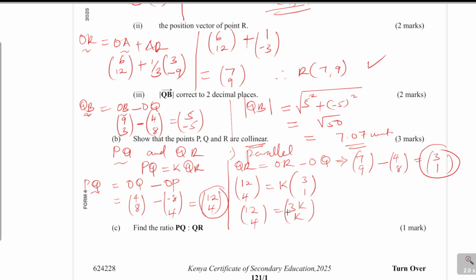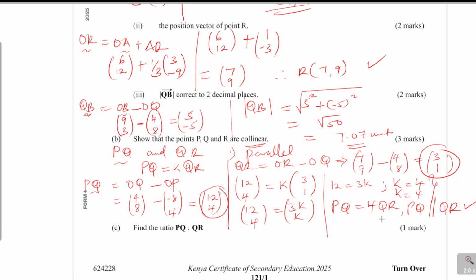So if you get the same value of K in both cases, for example the first one, 12 is equal to 3K. So what is K here? K is 4. You should get 4 below here. 4 is equal to K. So that means these vectors are scalar multiples of each other, and that shows that they are parallel. So after doing that, now you can say PQ is equal to K, which is 4, QR. By doing so, you've proved that PQ is parallel to QR.